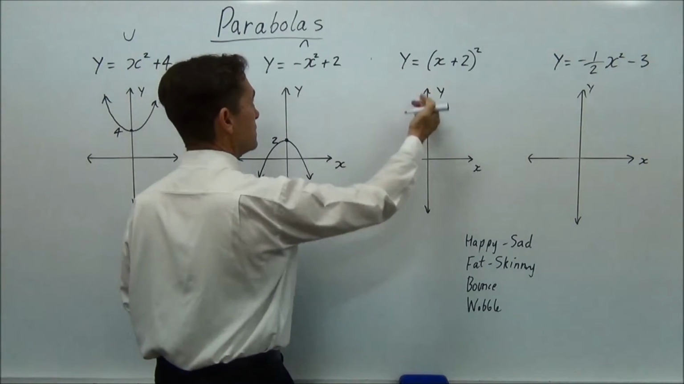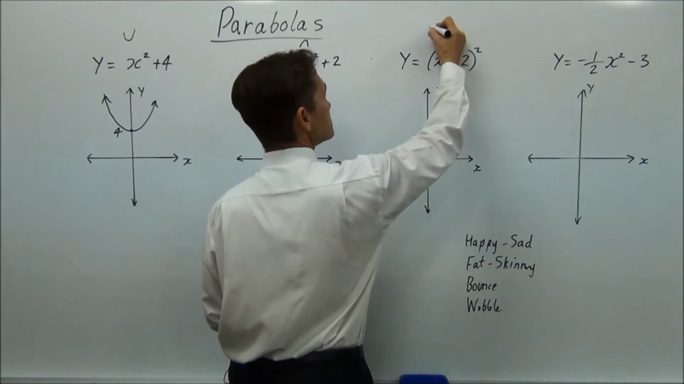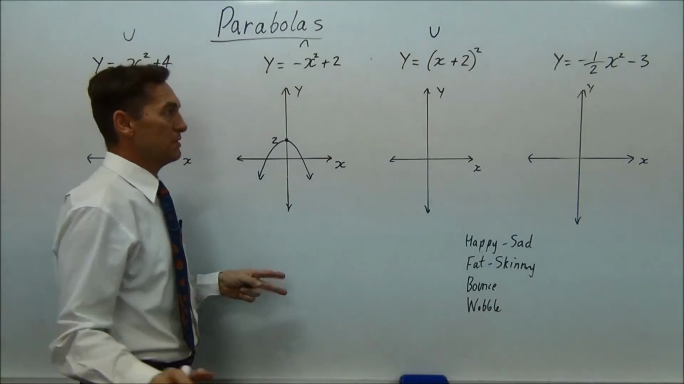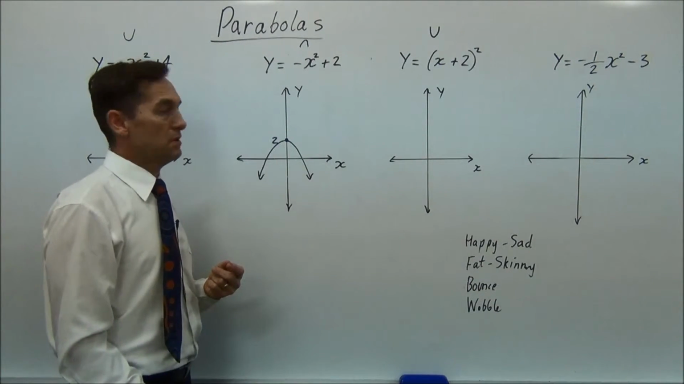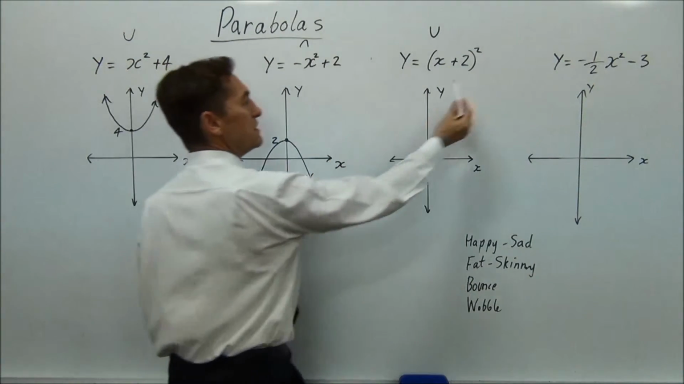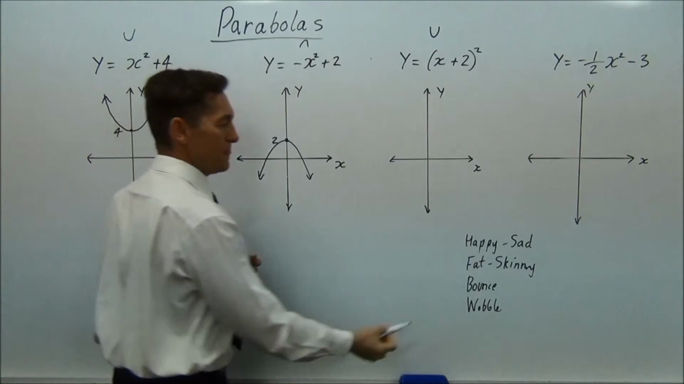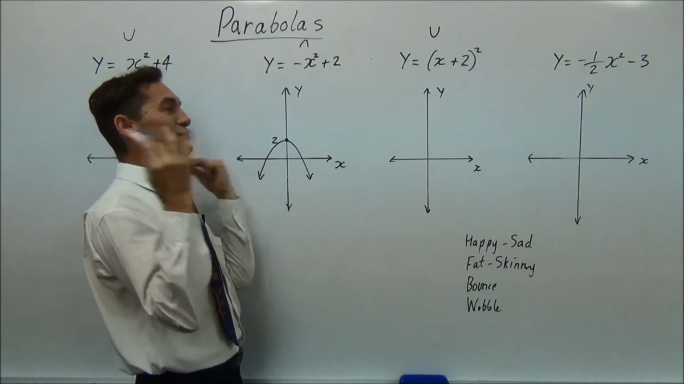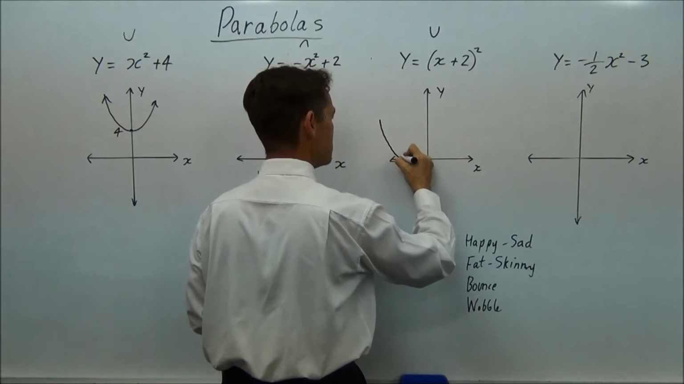Right, next one. Happy or sad? Happy, yeah, it's happy because that's positive. That's very good. Fat or skinny? Neither. Okay, there's no number there. Does it bounce? No, it doesn't bounce. There's no number here. It would only bounce if there's a number on its own. It does wobble. Which way? -2. Good. Great work. So it wobbles to there and it's a happy face.